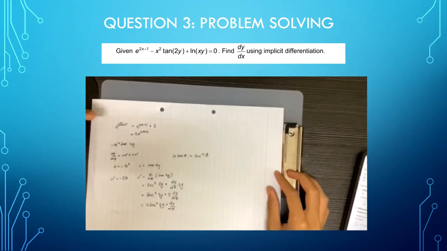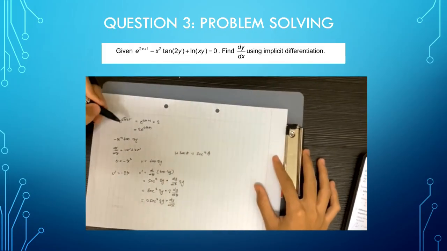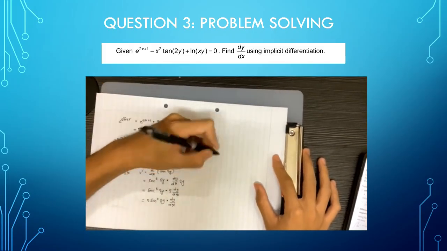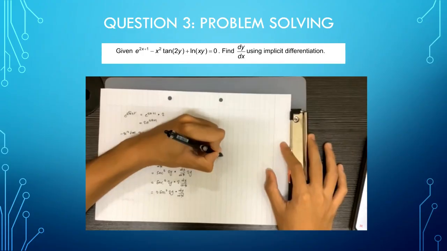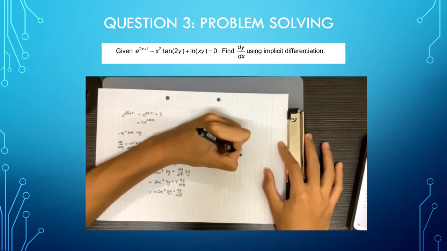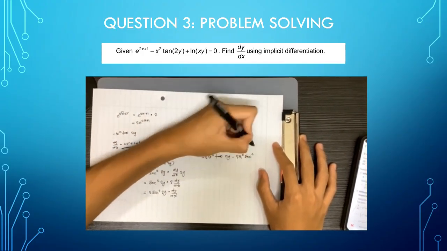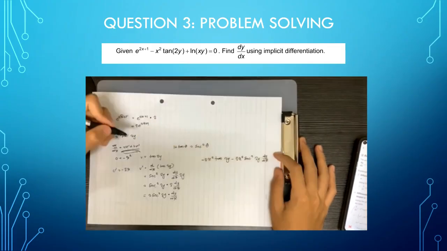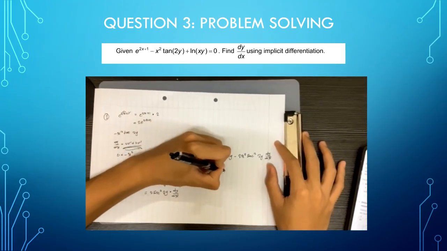So when we finally put together all of them using this formula, we get minus 2x to the power of 2 tan 2y minus 2x to the power of 2 sec to the power of 2 of 2y dy over dx. So for the third part, we have ln xy.